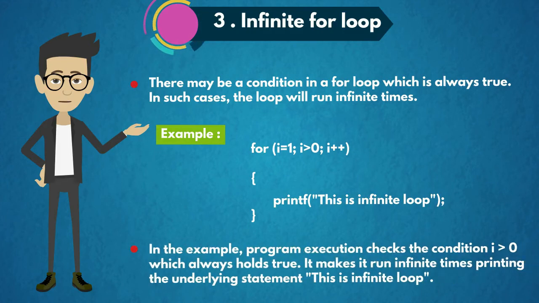In the example, program execution checks the condition i greater than 0, which always holds true. It makes the loop run infinite times, printing the underlying statement: this is infinite loop.